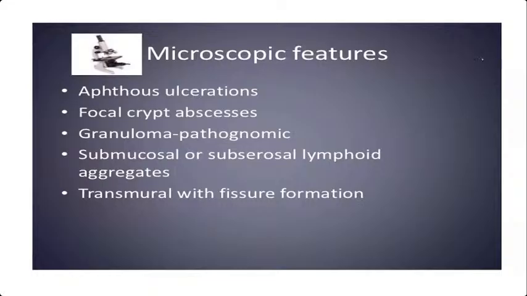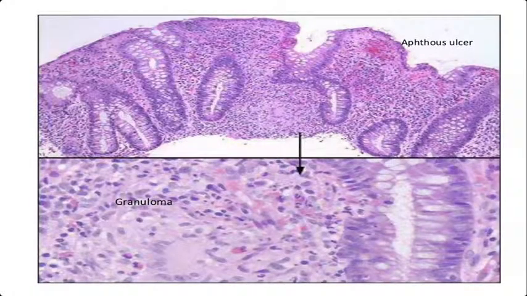Okay, and here you can see superficial ulcers. There's diffuse inflammation of the mucosa, and then a granuloma with histiocytes, and even a giant cell in the middle.